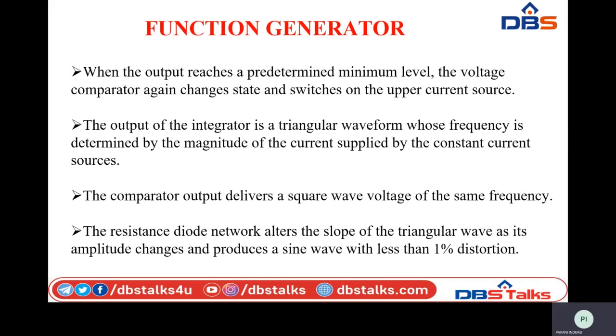Okay, so here we have the resistance diode network that alters the slope of the triangular wave. And then the amplitude changes and produces a sine wave with less than 1% distortion. That means the function generator is capable of delivering signals with very little distortion. That distortion can be 1% and less than that.